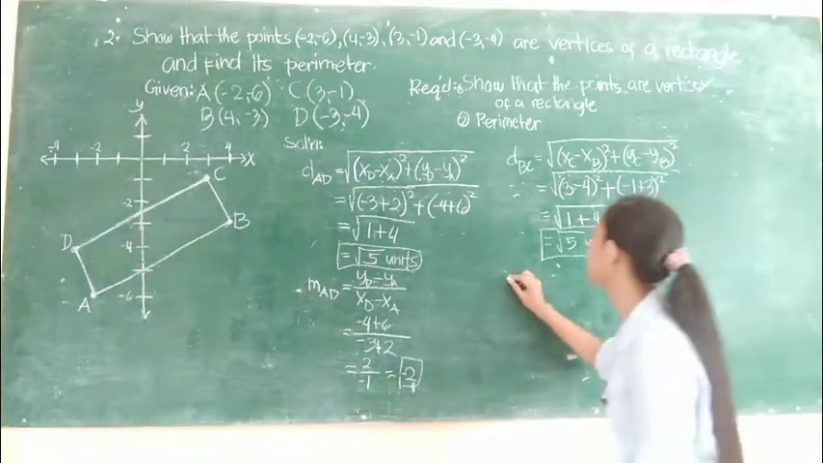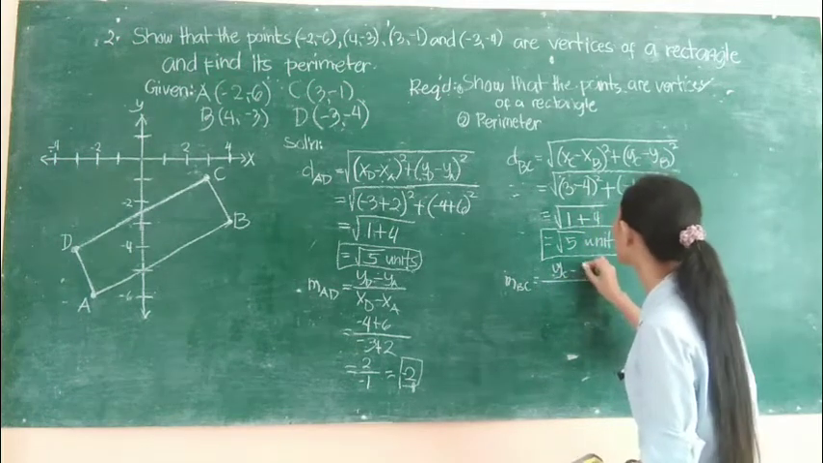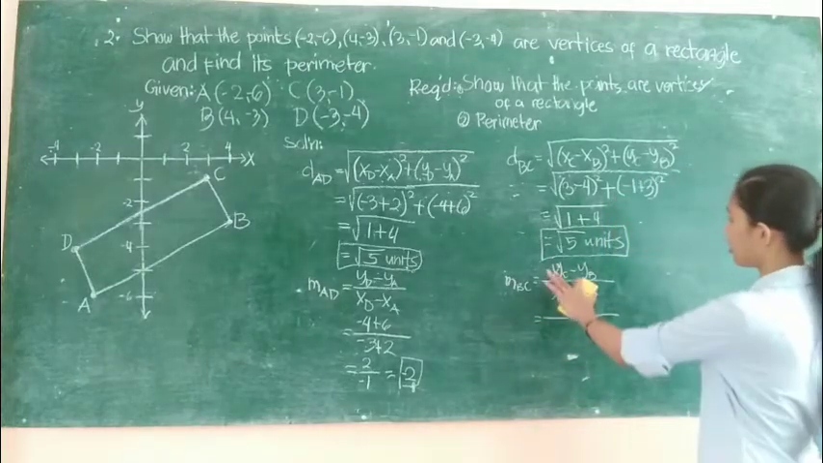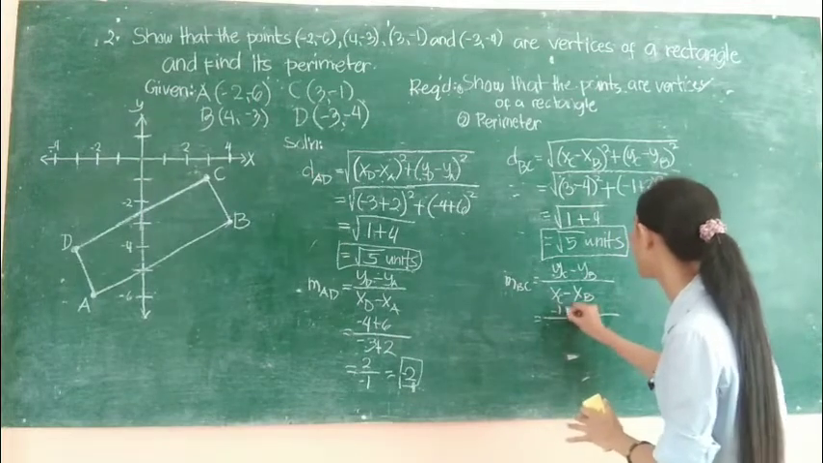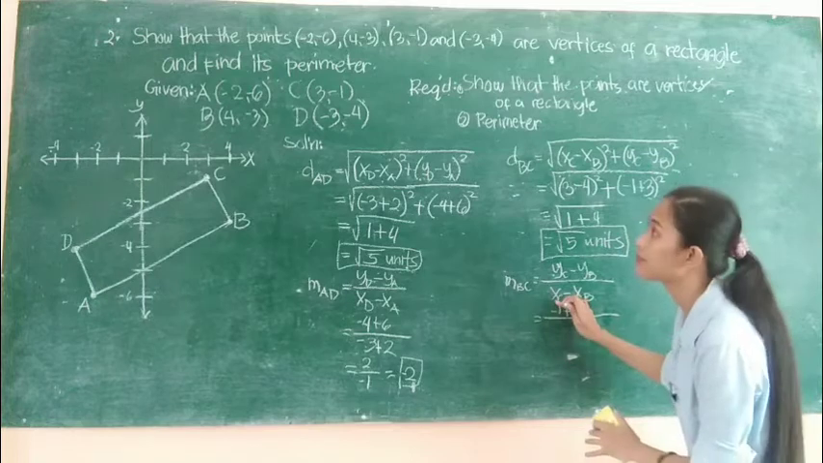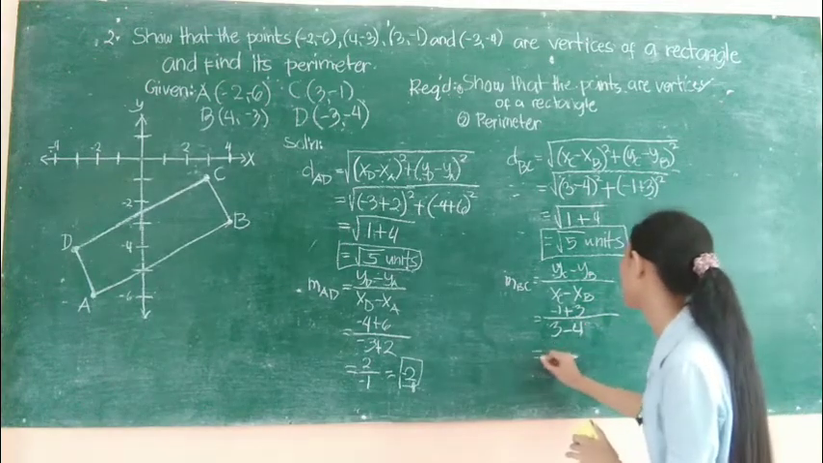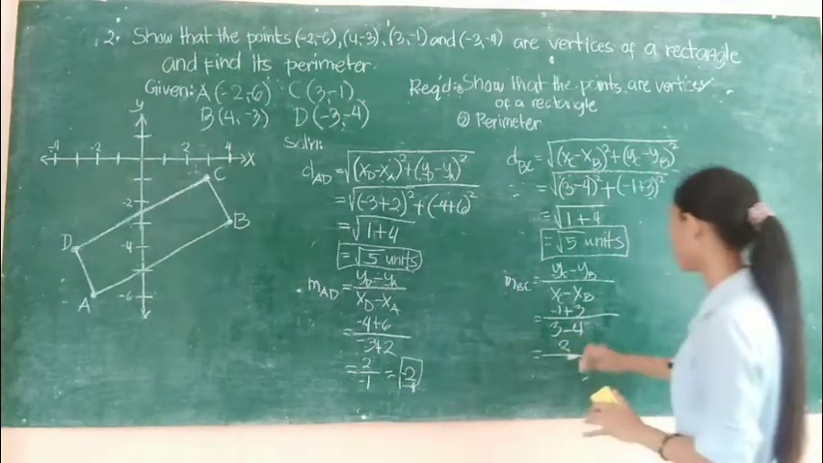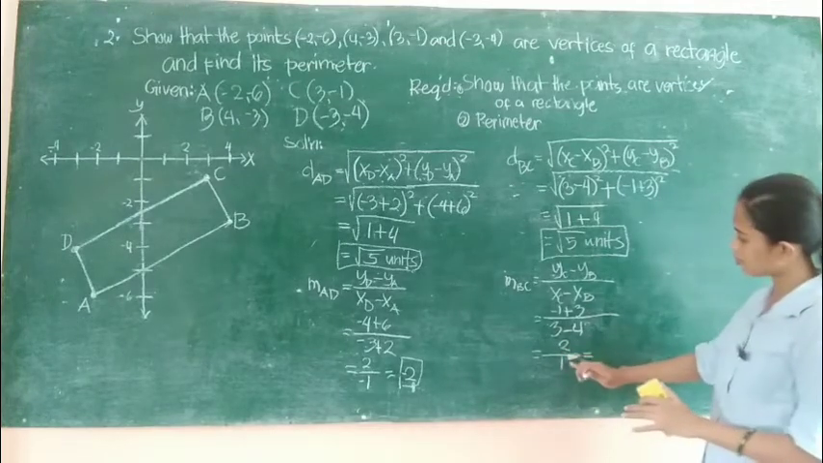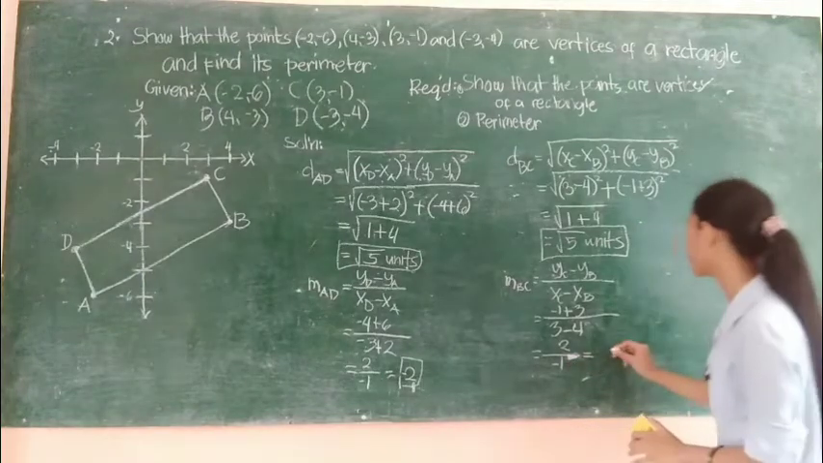Now let's proceed to the slope. M sub BC is equal to y sub C minus y sub B over x sub C minus x sub B equals y sub C negative 1 plus y sub B 3, next is x sub C, which is 3 minus x sub B negative 4, equal to negative 1 plus 3, 2, then 3 minus 4, negative 1. 2 over negative 1 is equals to negative 2.